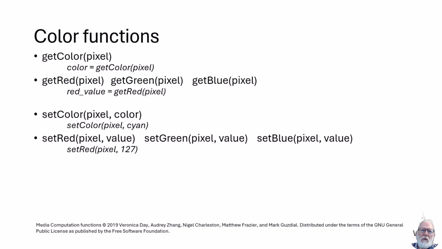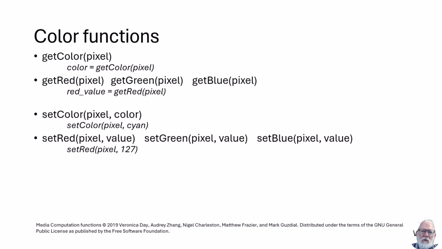Before we move on, notice that the get functions, the getColor, getRed, getGreen, getBlue, as I've used them in example code, I've assigned them to a variable, and that's because those functions give us data back. We give it a pixel, it gives us a value back relating to what we're asking for. Notice in my uses of the set functions, the setColor, setRed, setGreen, setBlue, I have not assigned that to a variable. And that's because these functions don't give us anything back.